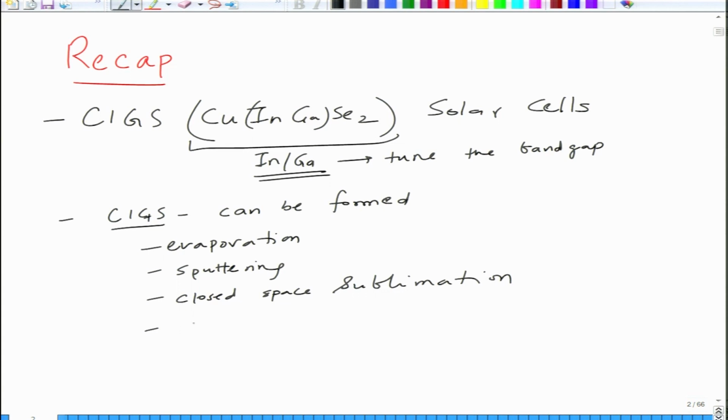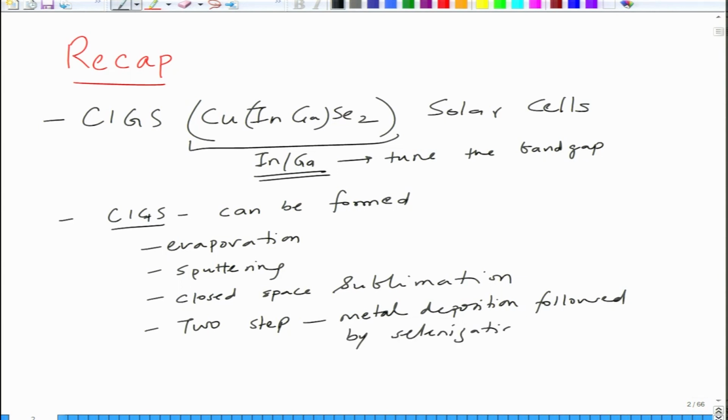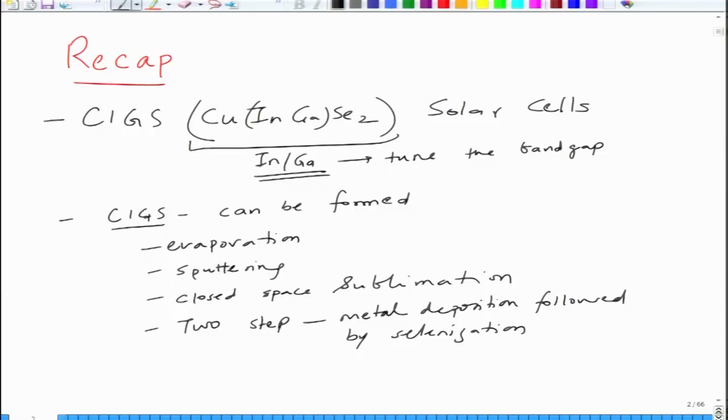I think we looked at the two-step process, where you deposit the metal layer first, followed by selenization. In these solar cells, selenization is a very important aspect because selenium vacancies, the deficiency of selenium, can lead to poor devices, and it is done at about 400-500 degrees centigrade, which is a fairly high temperature.